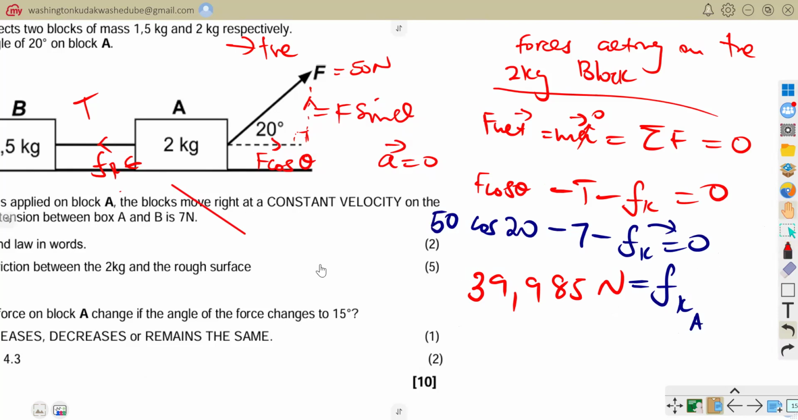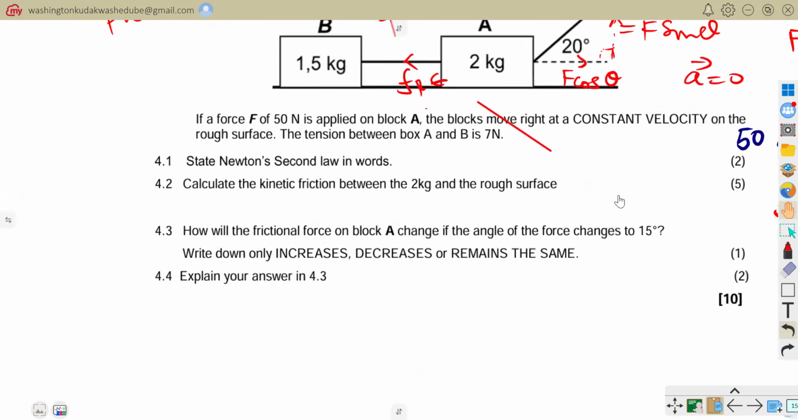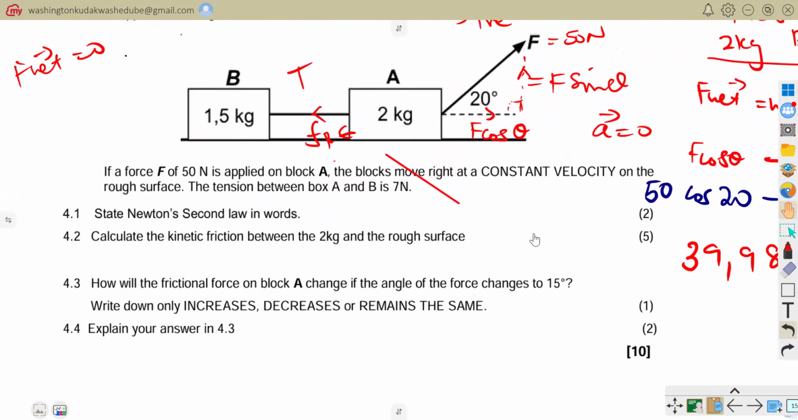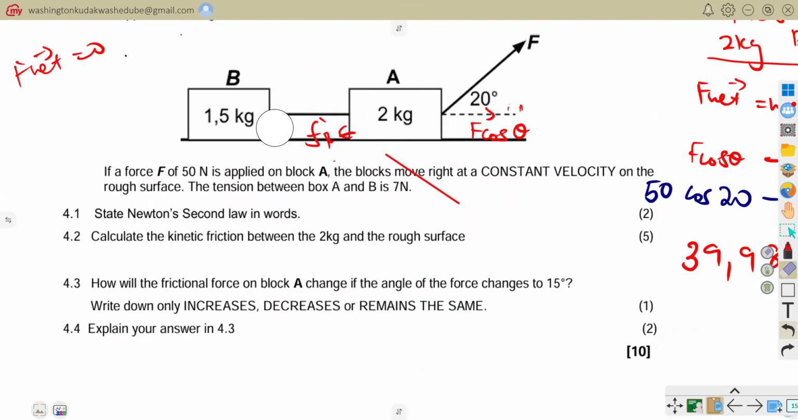After that, let's look into the next question. Given that diagram, let me rub through so that we can clearly see what they are saying and how we can interpret it. How will the frictional force on block A change if the angle of the force changes to 15? Now this angle is decreasing to 15.